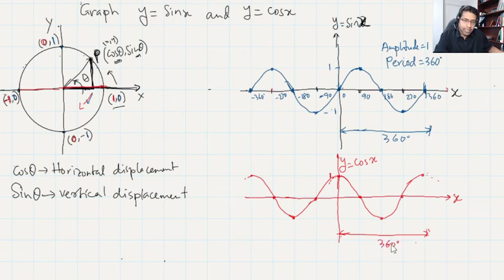So I can say that in this case also the period is 360 degree, and amplitude again is 1 here, right? Because that's the same thing. We have the coefficient of cos x is 1, so its amplitude is 1 in this case. Okay, so amplitude 1 and period 360, and that is the graph for sine x and cos x.